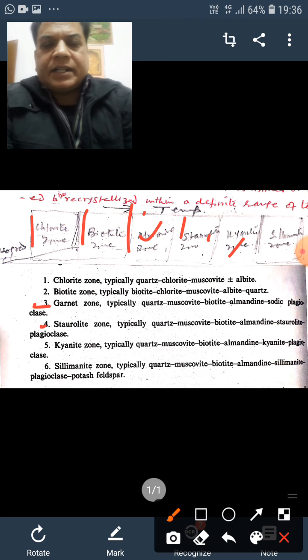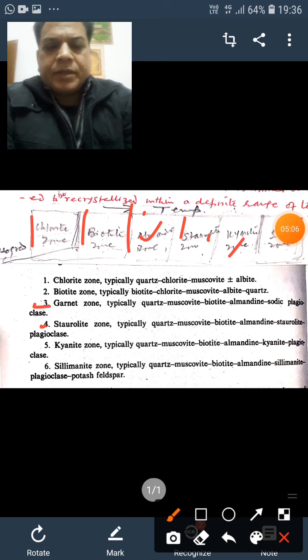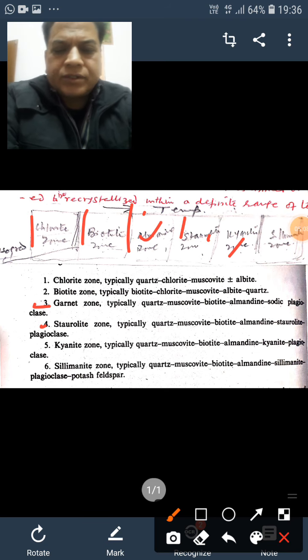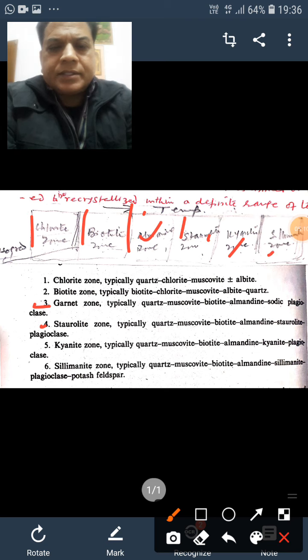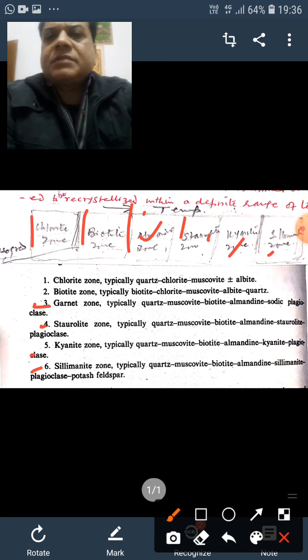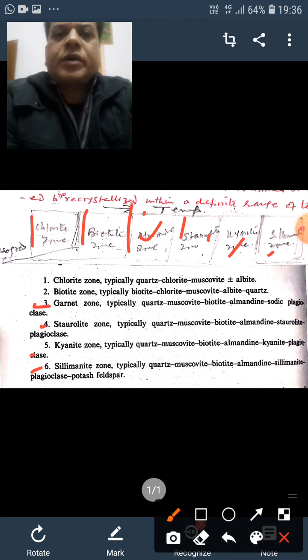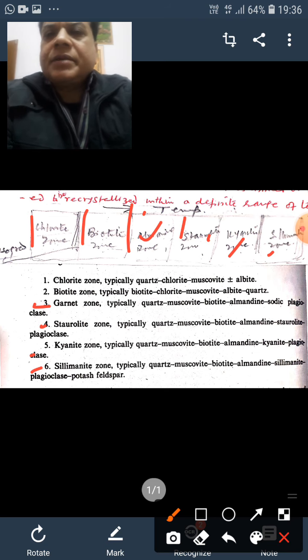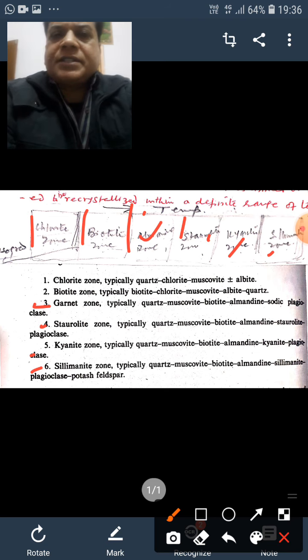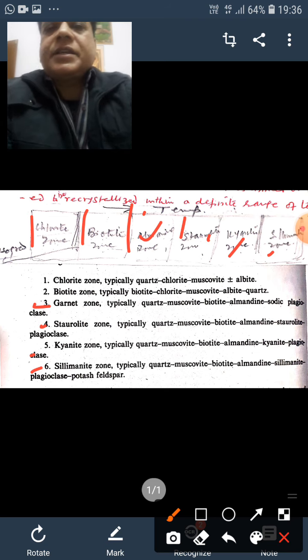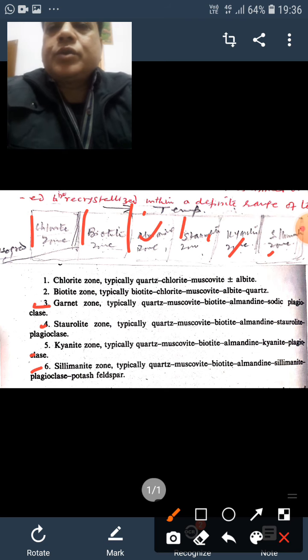And last, ultimately, at the highest temperature is your sillimanite zone. The mineral assemblage of the sillimanite zone is quartz, muscovite, biotite, almandine, and then sillimanite, plagioclase, potash feldspars.